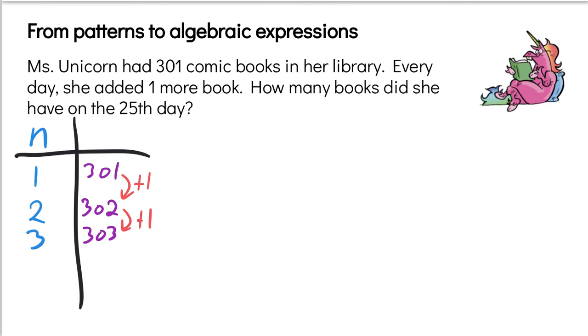So last time we tried multiplying this number by something to find this number. Last time it was 1 times 2. Let's see if we can multiply 1 times 301 to get 301. So I might write 301 times n and see if that works. Well, if I substitute 1 for this n, I would get 301 times 1, which would be 301. And that works. We get that number there.